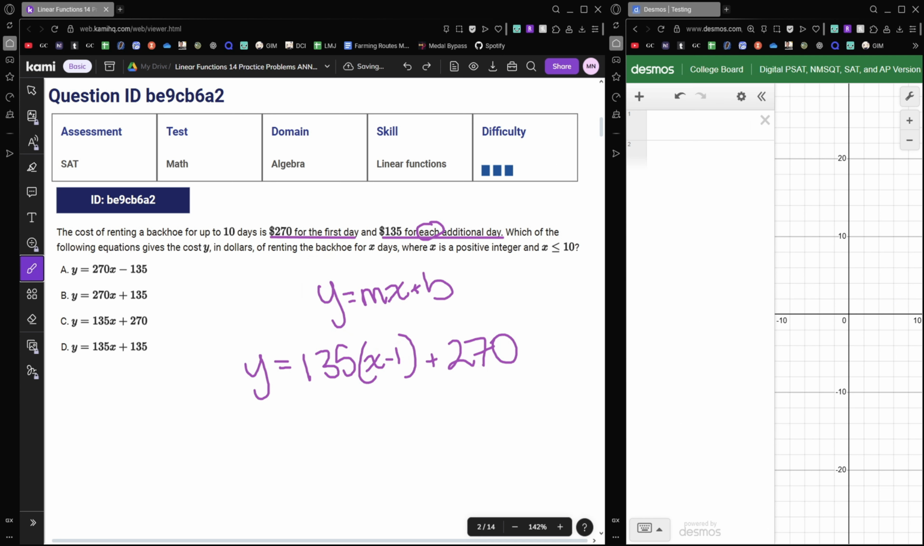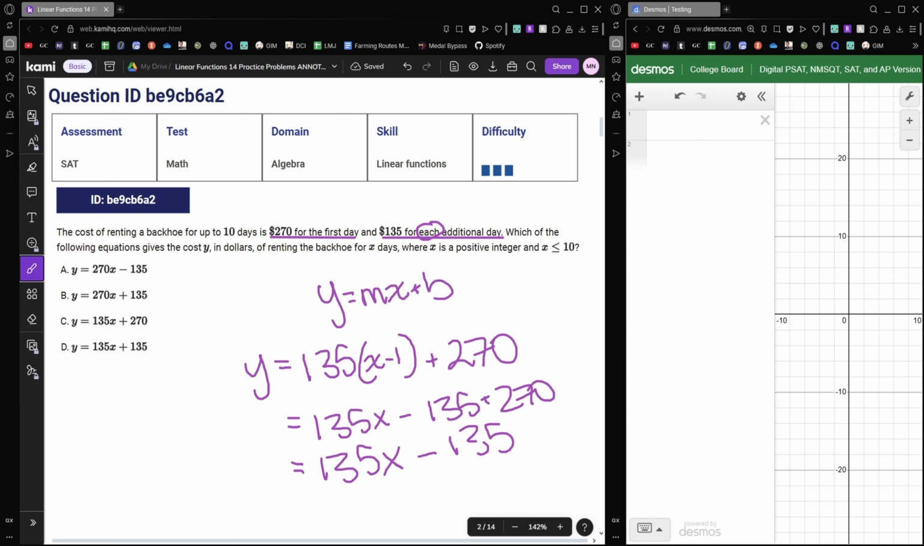Anyways, here's our equation, and now you just need to simplify this. So you would distribute the 135 to the x and the 1, and then 135 plus 270 is 135, so you get the equation 135x minus 135, which means our answer would be D. Now if you didn't want to simplify it by hand for whatever reason, you could just plug this equation into Desmos, and then plug all your answer choices in until the graphs match.